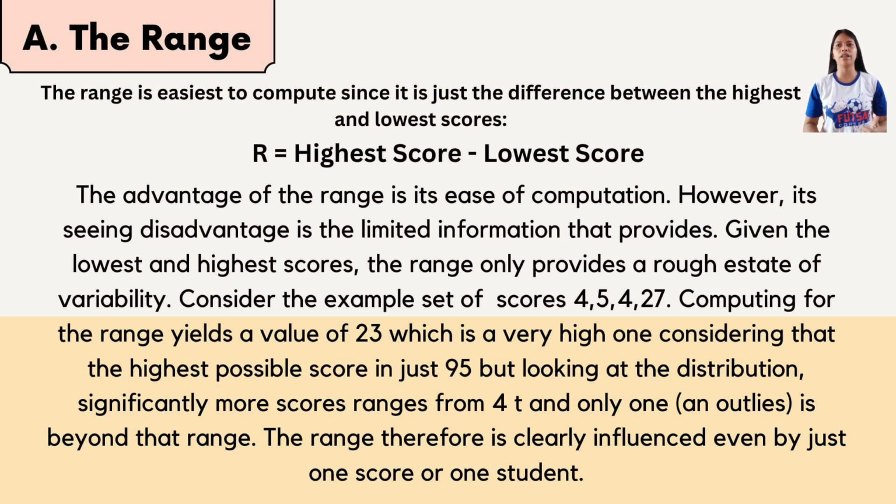For example, take the set of scores 4, 5, 4, 27. Computing the range yields a value of 23, which is a very high one considering that the highest possible score is just 95. But looking at the distribution, significantly more scores range from 4 to only 5, and the outlier is beyond that range. So, the range is clearly influenced even by just one score or one student.